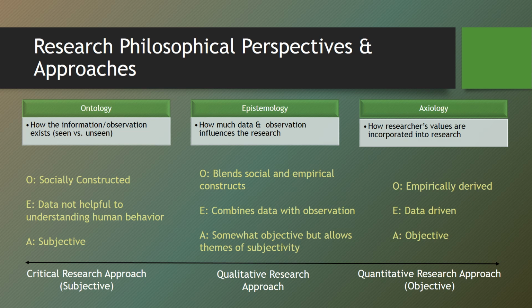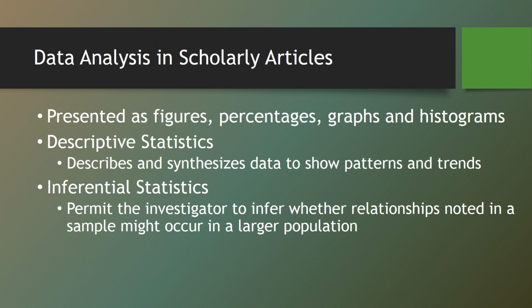As previously noted, there's a relationship between philosophical perspectives and research approaches. Critical research approaches tend to have more socially constructive, observational, subjective research philosophies. On the other end of the approach continuum, quantitative research tends to be empirically driven, data-derived, and objective. The qualitative approach falls somewhere in between on the continuum, blending social and empirical constructs, combining data with observation, and where the researcher allows some subjectivity to creep into their research.